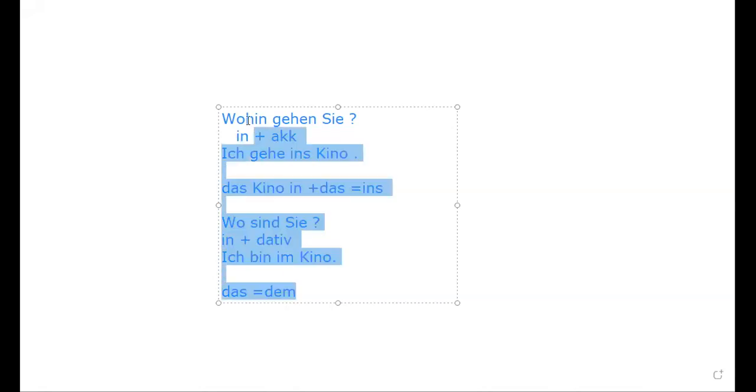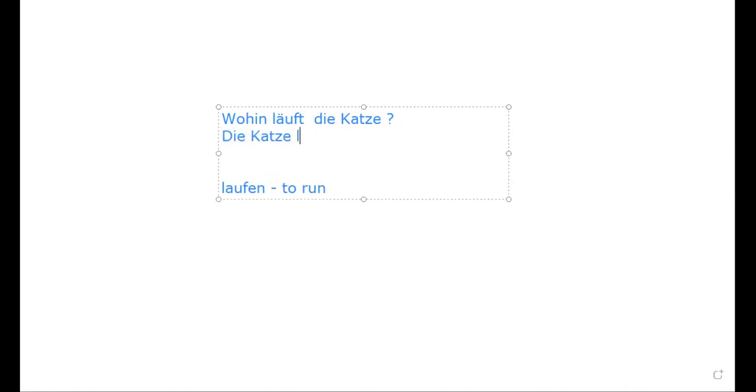For example, if you want to talk about the cat, one example I will take. Wohin, to where, lauf. Why is it lauf? Laufen means to run. It's an irregular verb conjugation. Wohin lauf, third person singular we have the verb conjugation. Wohin läuft die Katze? To where does the cat run? To where. So now we are talking about the action. To where does it run? Die Katze läuft. It runs.